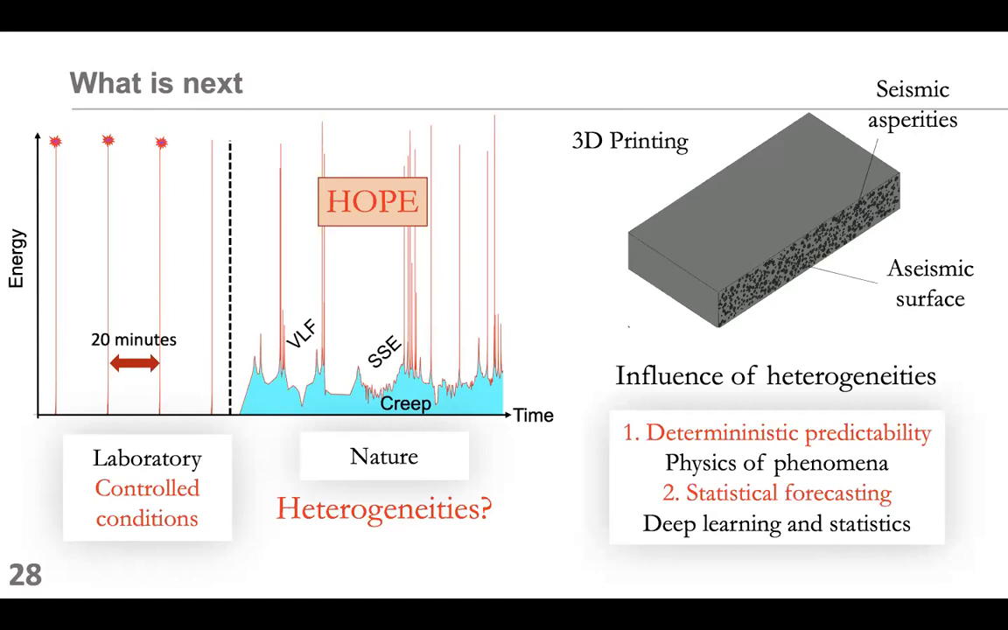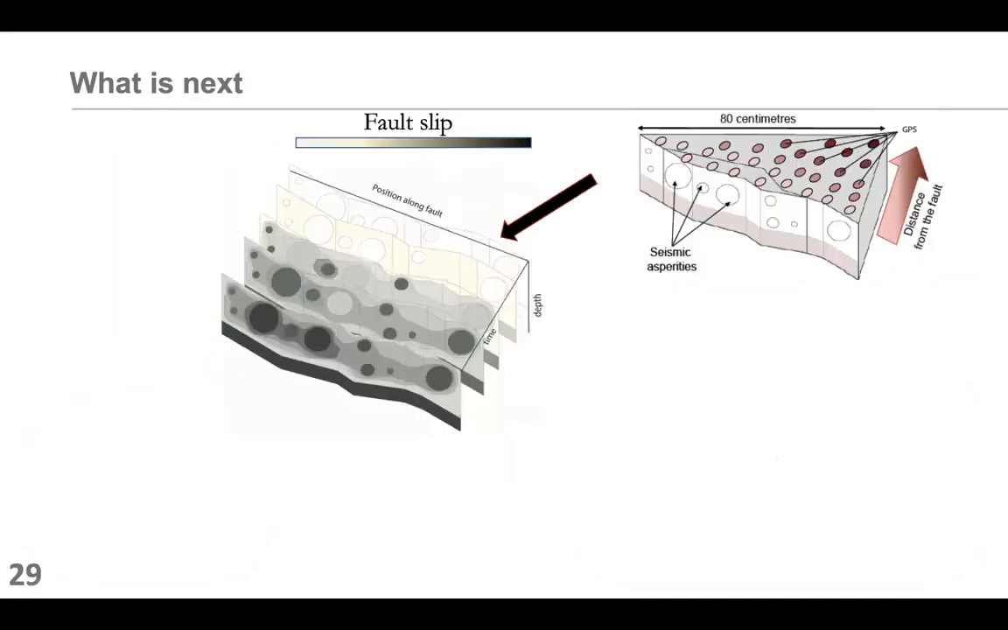So the first part of the proposal will consist in a deterministic predictability of the dynamics of the rupture. So we will try to understand the physics of rupture phenomena occurring along such heterogeneous interfaces. And in a second stage, we will try to study the statistics of the seismic events propagating in such experimental devices, and we will use statistics and deep learning.